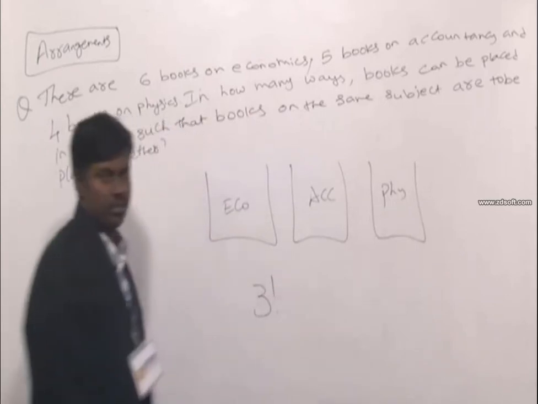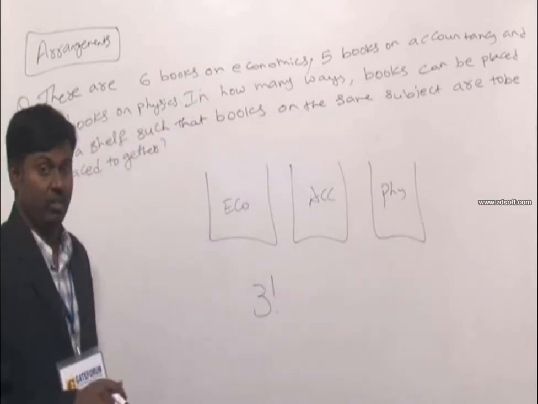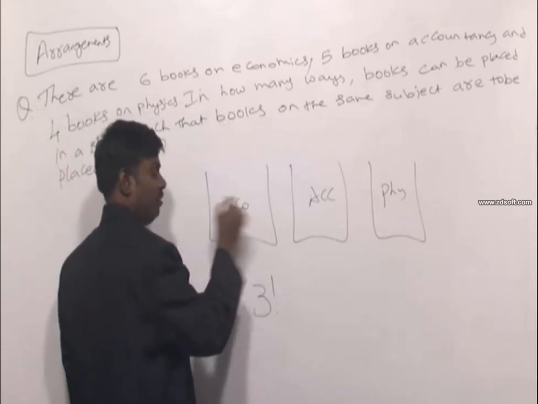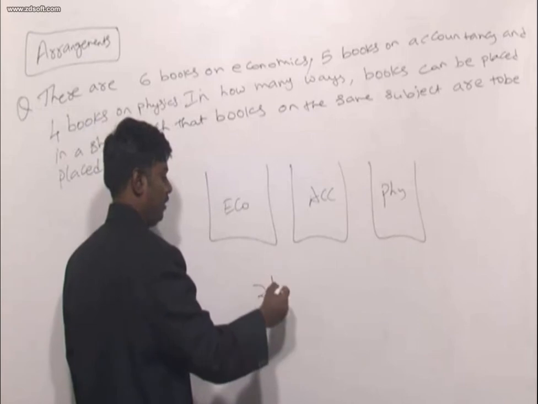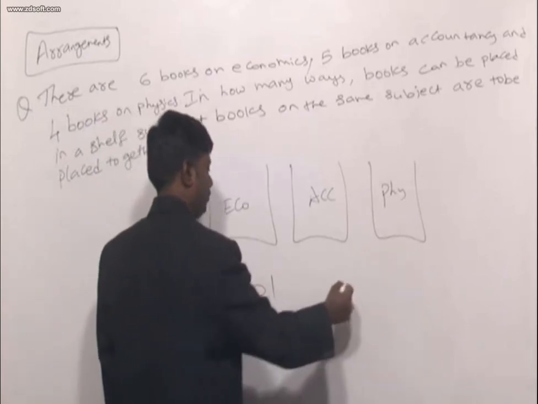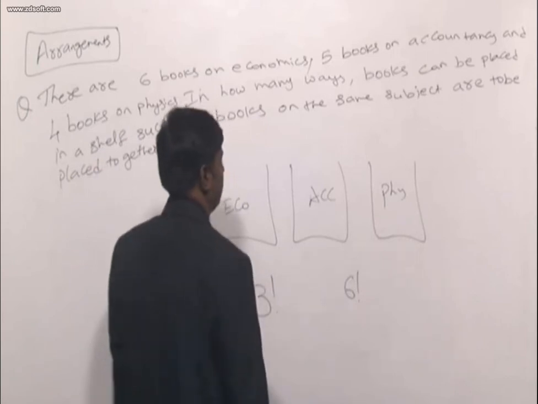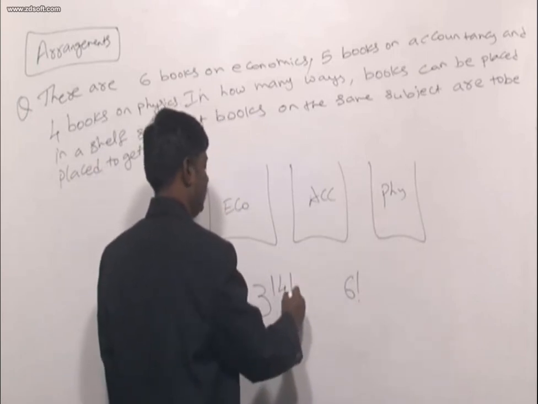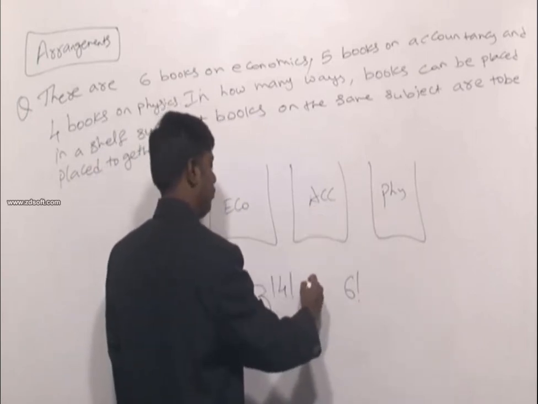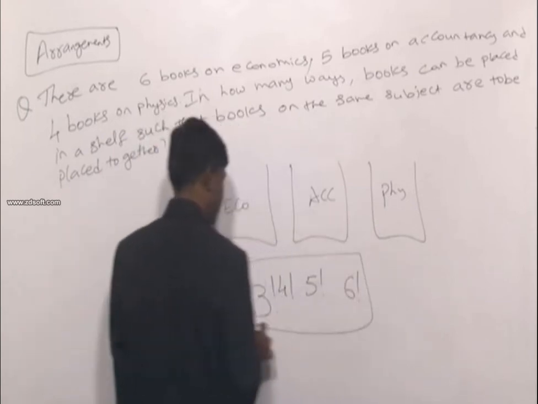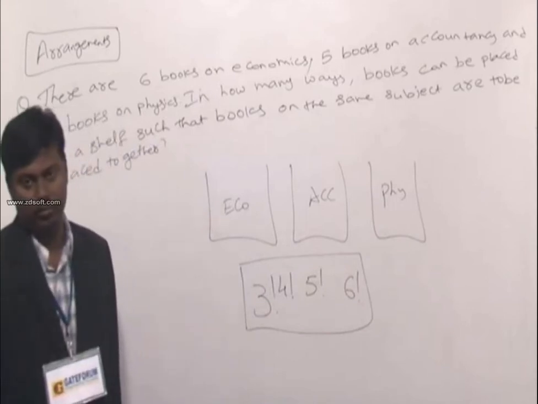3 factorial ways. In each of those 3 factorial ways, the 6 books in economics can be shuffled among themselves in 6 factorial ways. Books on physics can be shuffled among themselves in 4 factorial ways. Books on accountancy can be shuffled among themselves in 5 factorial ways. Therefore, the answer is 3 factorial into 4 factorial into 5 factorial into 6 factorial.